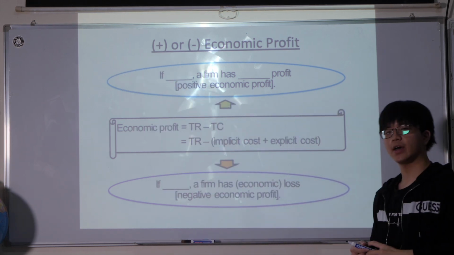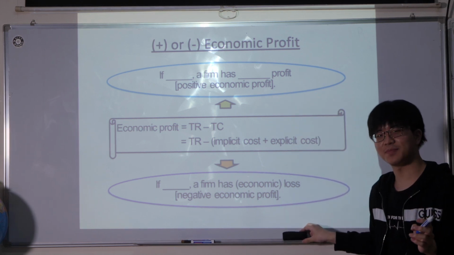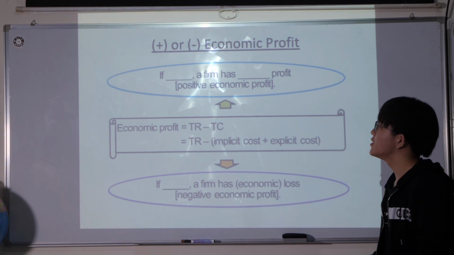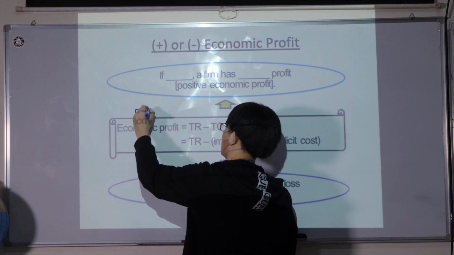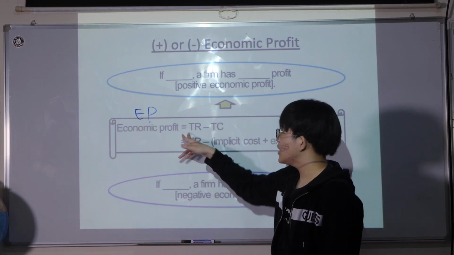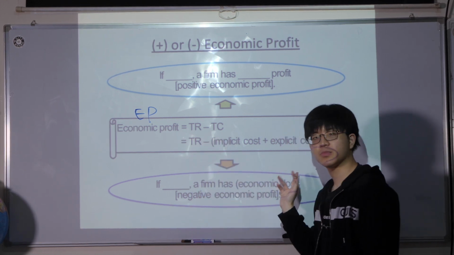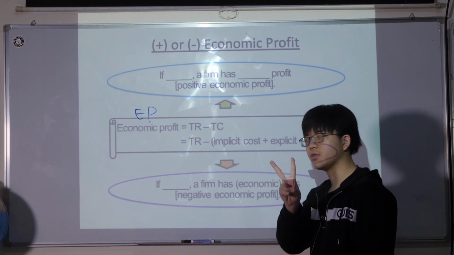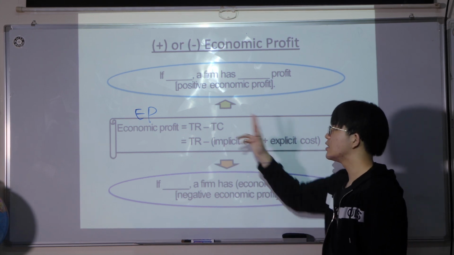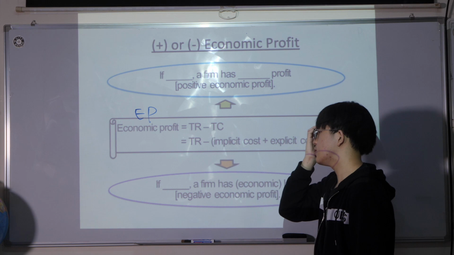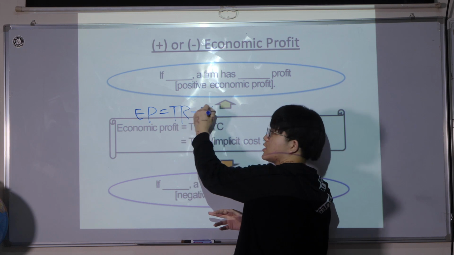So first, we have positive or negative economic profit, not cost, because this is about profit. Economic profit, or EP, as I usually say, is calculated by TR, total revenue, minus total cost. Total cost includes, as I mentioned in section 1, lecture 2, implicit cost plus explicit cost. So again, economic profit is TR minus TC.